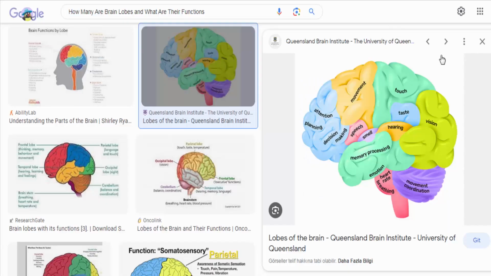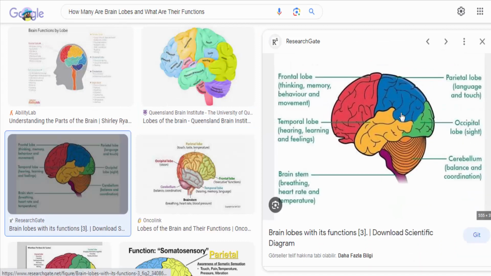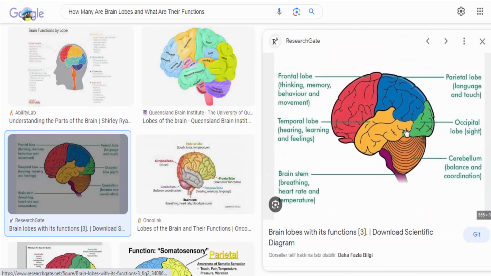Frontal lobe. The frontal lobe is located at the front of the brain and is responsible for higher cognitive functions and executive control. It plays a crucial role in decision-making, problem-solving, reasoning, planning, attention, and motor control. Additionally, the frontal lobe is involved in personality, social behavior, and emotional regulation.